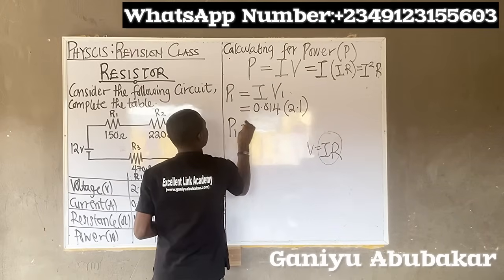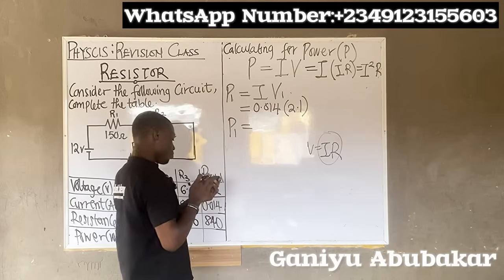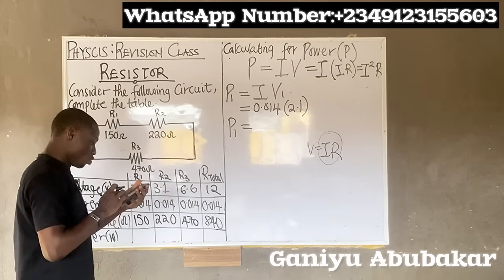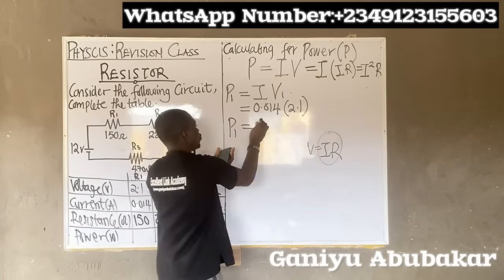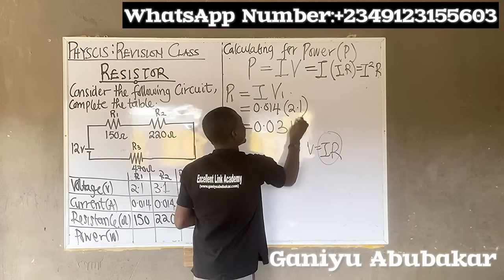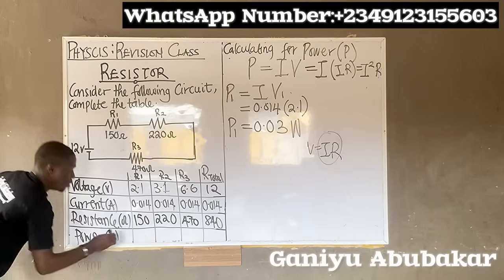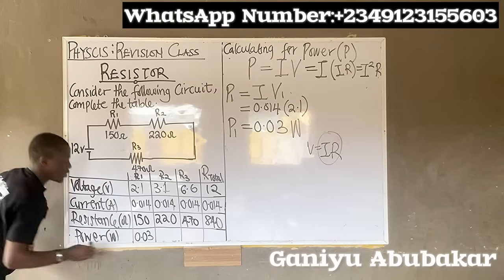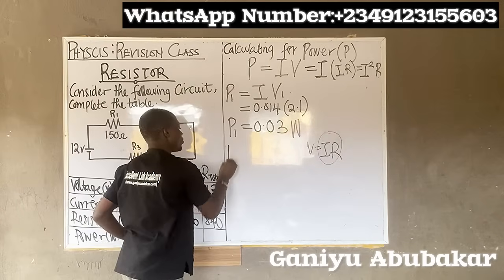So P1 is equal to multiplying this 0.014 times 2.1. This gives you 0.03 watts. So P1 is 0.03 watts. Next up, let's get P2.